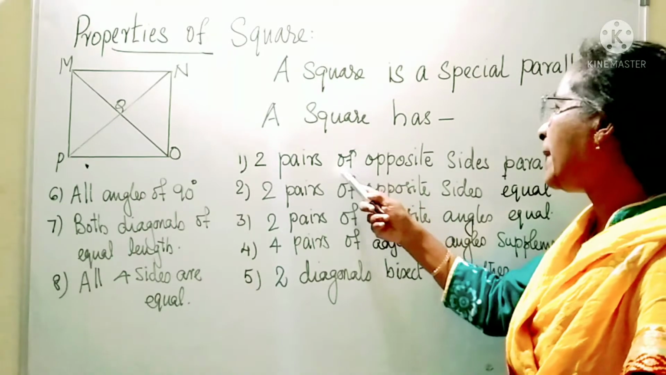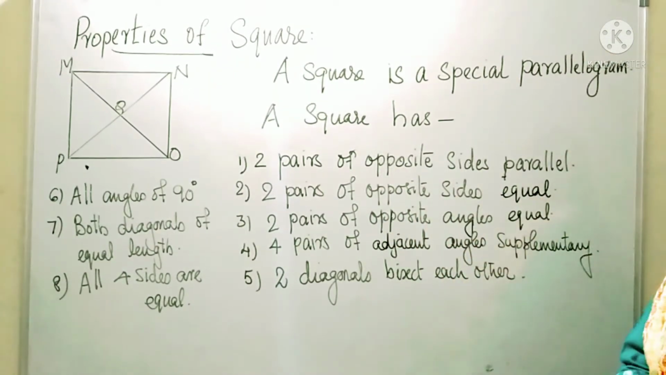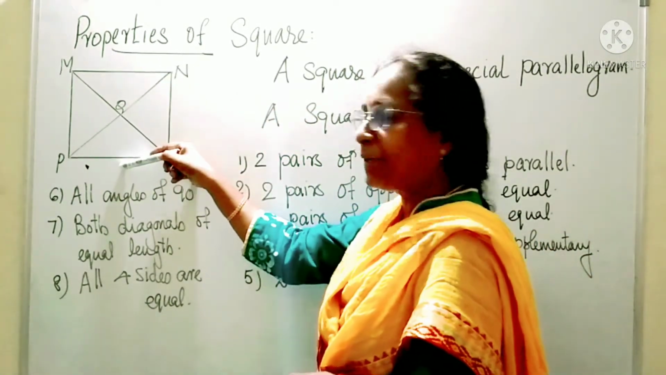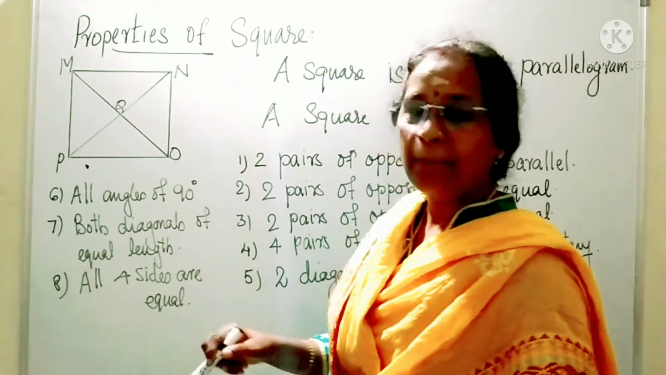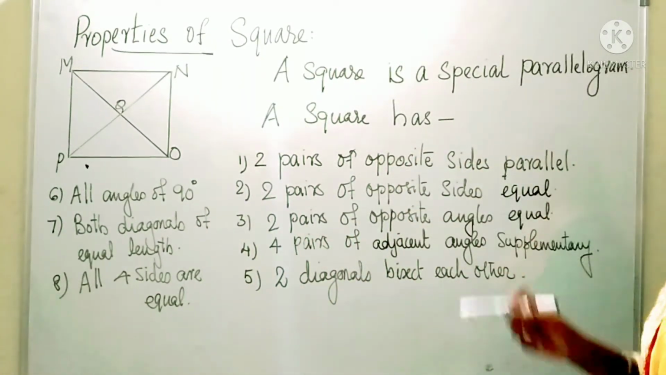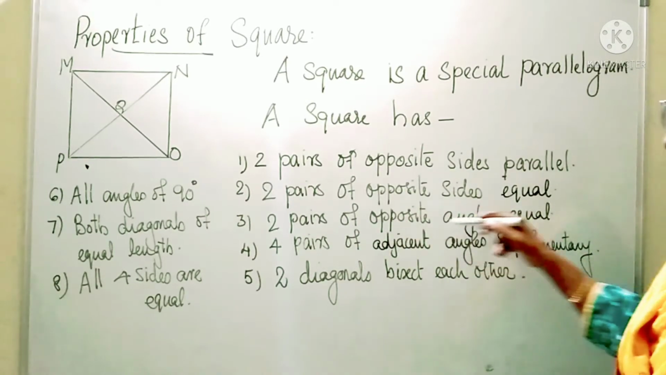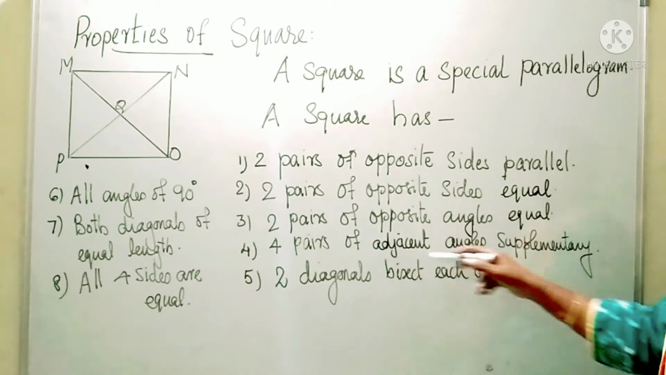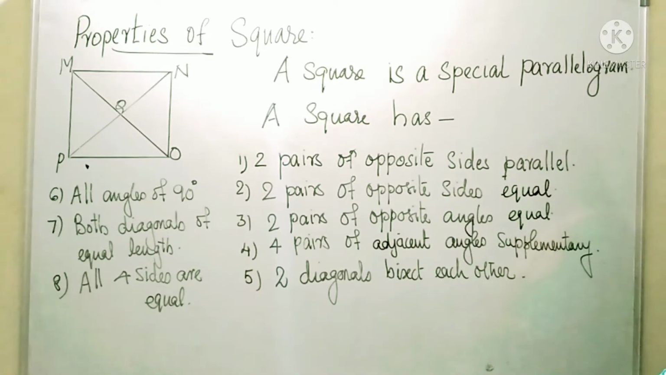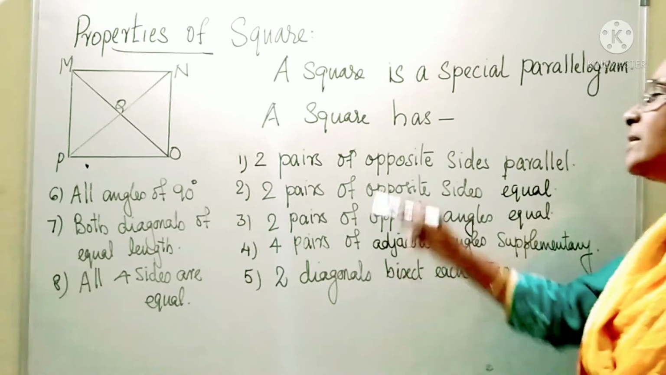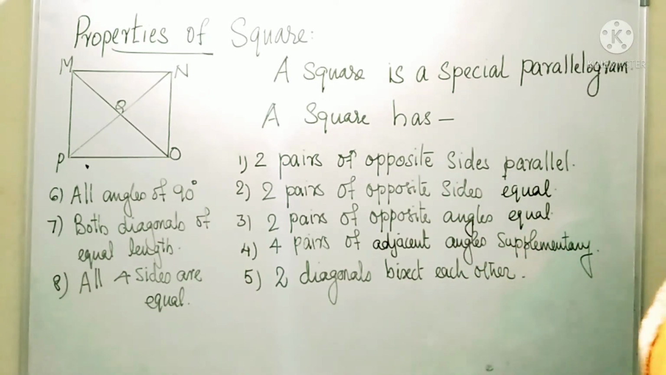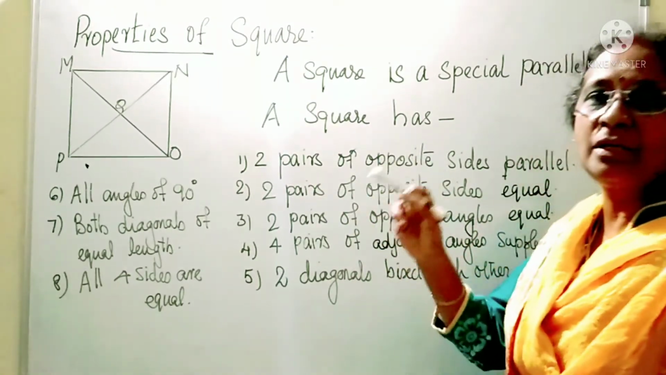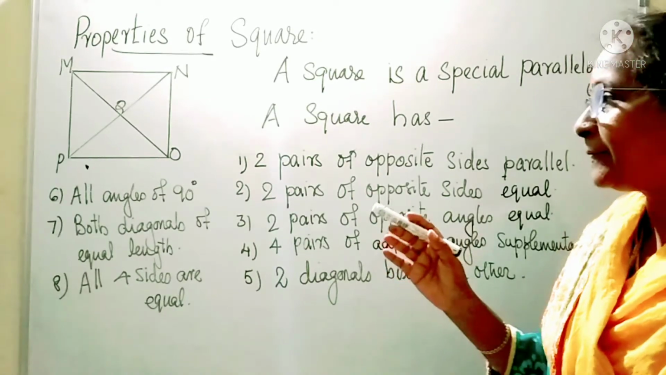So, the first property, the pairs of opposite sides are parallel. These 2 sides are equal and parallel, these 2 sides are equal and parallel. The pairs of opposite sides are equal. 2 pairs of opposite angles are equal. Then 4 pairs of adjacent angles are supplementary and the 2 diagonals bisect each other. These properties are satisfied by a rectangle as well as a square. So, we can call a square a rectangle.